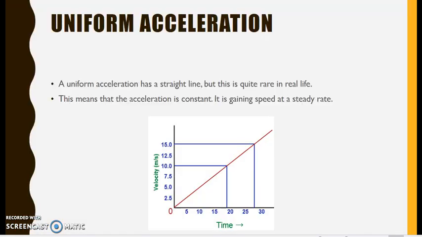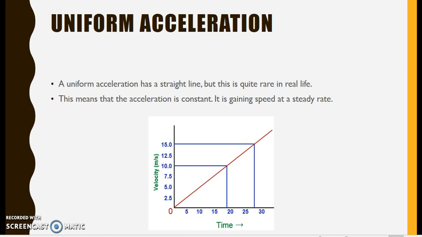Alright, so first is uniform acceleration. A uniform acceleration has a straight line, but it's quite rare in real life. This means that the acceleration is constant. It is gaining speed at a steady rate. As you can see, the red line on the graph is straight. Well, I mean it's diagonal, but it means it's straight.